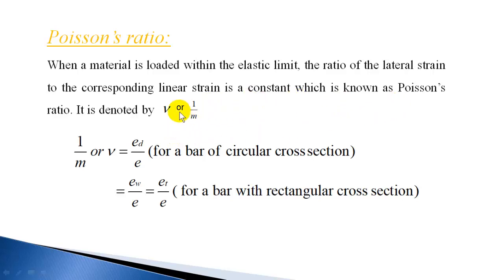It is denoted by nu or 1 by m. So 1 by m or nu is the usual notation used for Poisson's ratio.